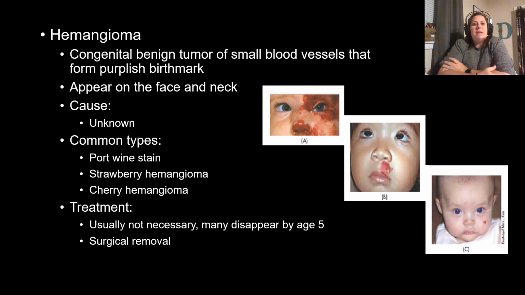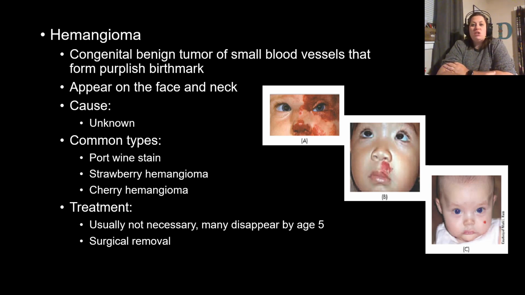The last benign one we see are hemangiomas. Hemangiomas are congenital benign tumors of small blood vessels that form kind of a purplish or red birthmark. These appear on the face and neck. The cause is unknown, and there are some different types. We do see that there are what we call port wine stains. This looks like wine has been spilled on the skin, like you see in this top picture.